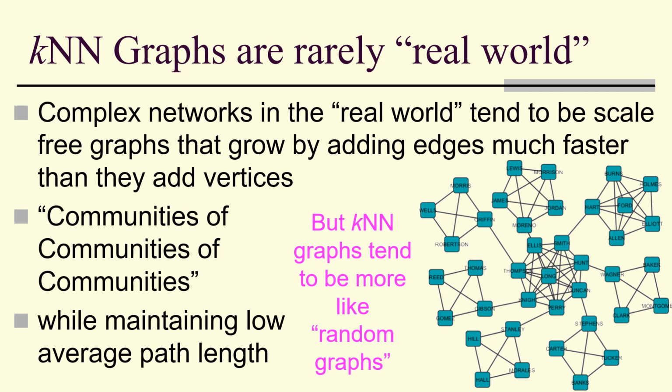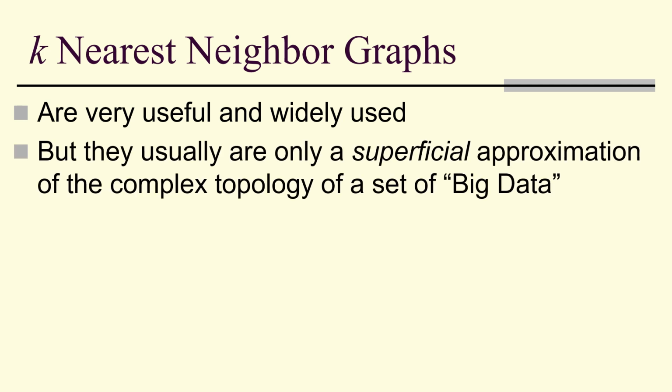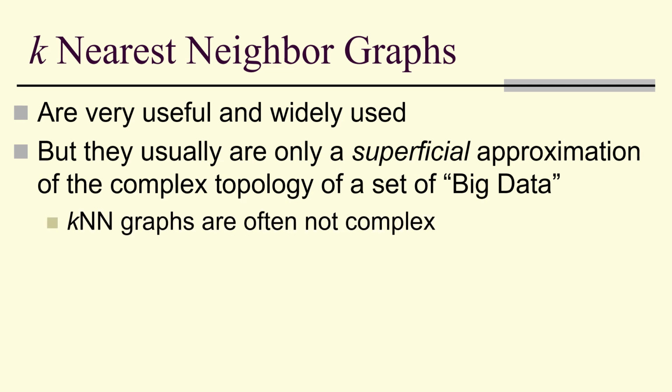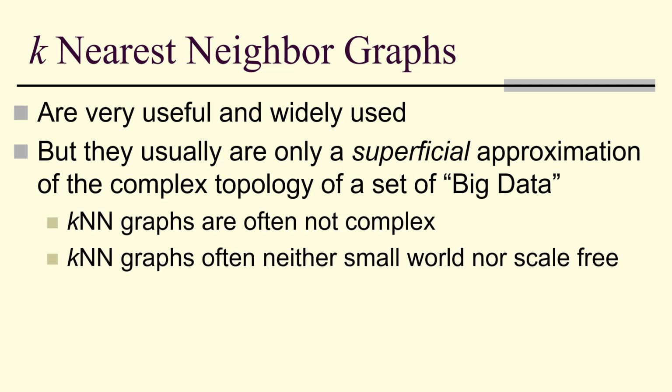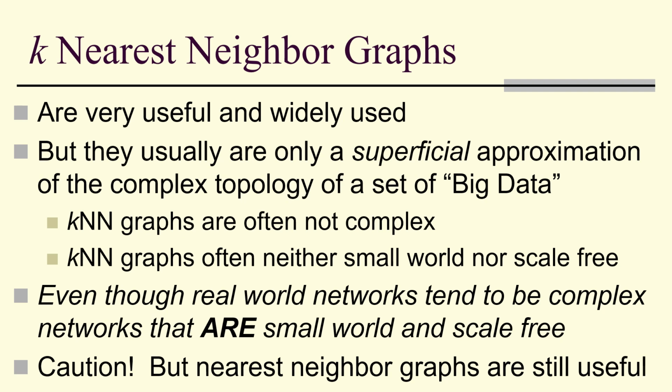But k-nearest neighbor graphs tend to be more like random graphs. So k-nearest neighbor graphs are very useful and widely used, but they usually are only a superficial approximation of the complex topology of a set of big data. They often are not complex. They are neither small world nor scale-free. But real-world networks tend to be complex networks that are small world and scale-free. So caution. Nearest neighbors are very useful, but they're not real-world models of real-world complex network structures.